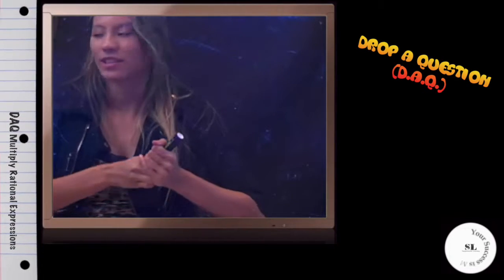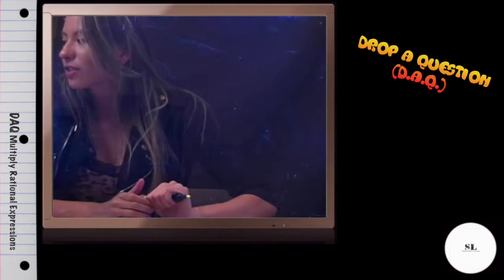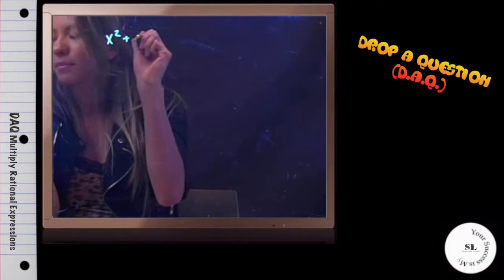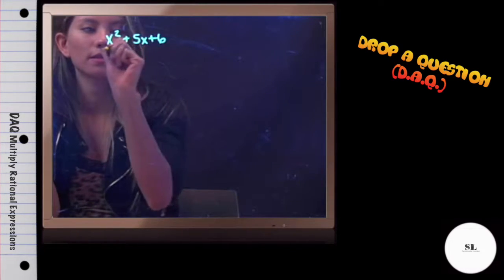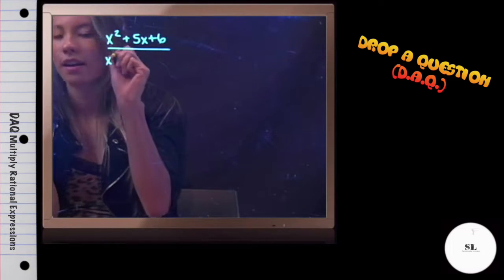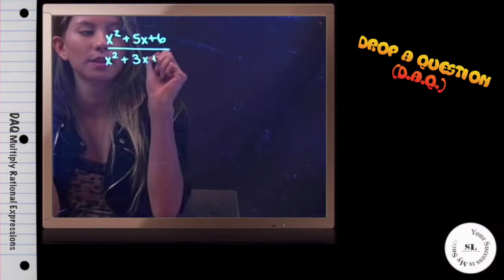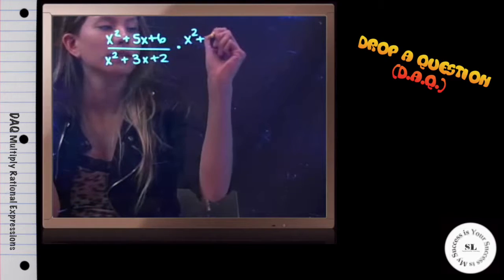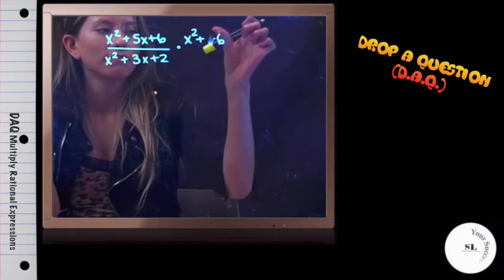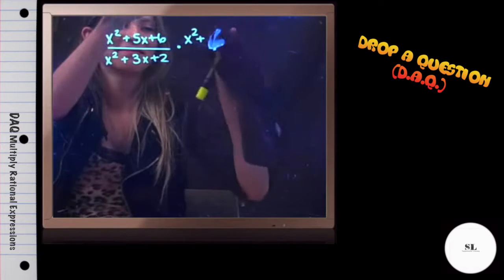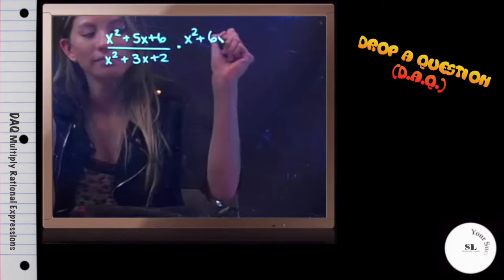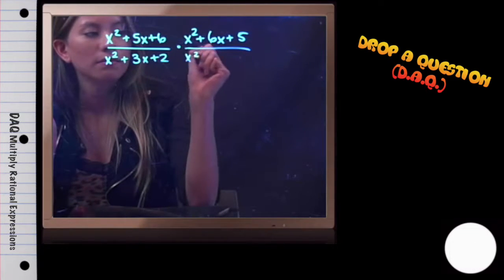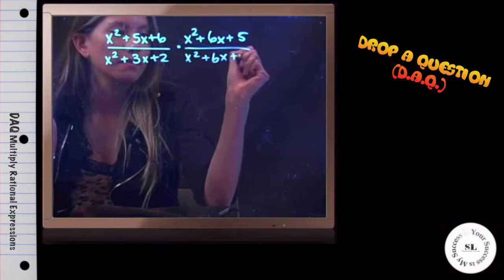Alright, so for this drop a question, we have a rational expression that we're multiplying and simplifying. We're having x squared plus 5x plus 6 divided by x squared plus 3x plus 2, multiplied by x squared plus 6x plus 5 divided by x squared plus 6x plus 8.